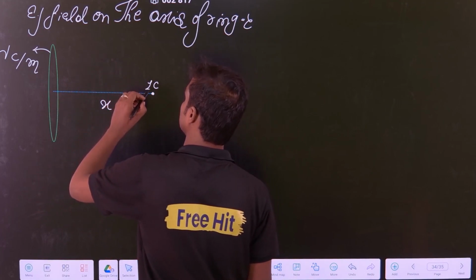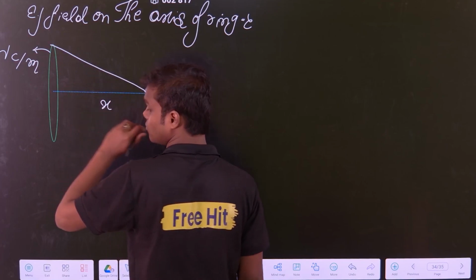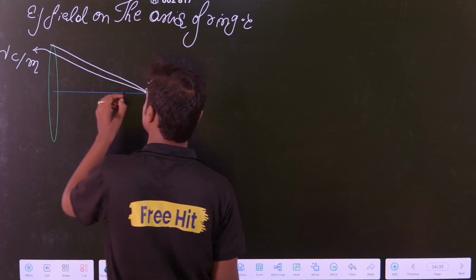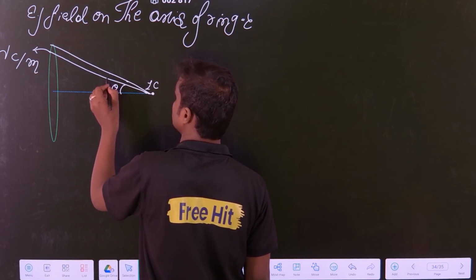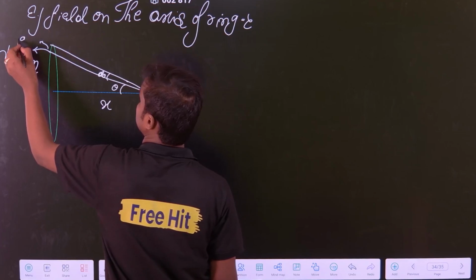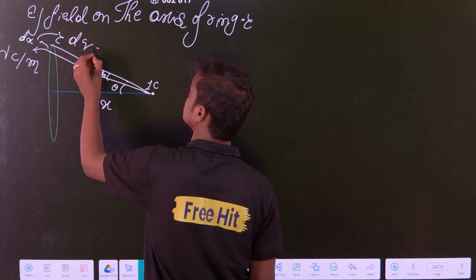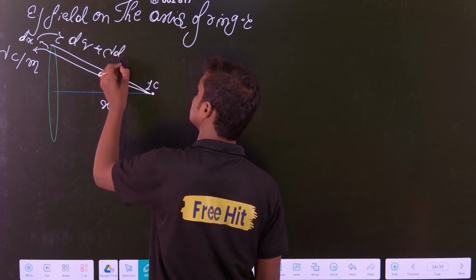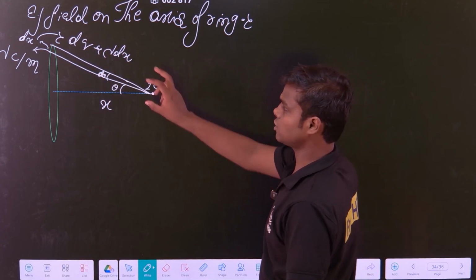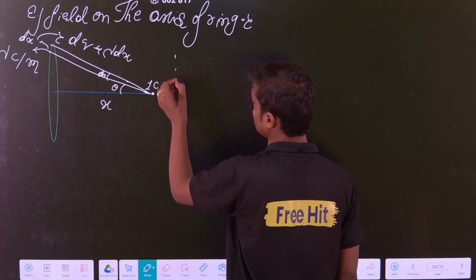So what you have to do, you have to take a small element, whose length will be dx, and the charge on this will be dq, which is defined as lambda dx, correct? That is a small element dx, and the charge will be lambda dx. So the picture now looks like this.